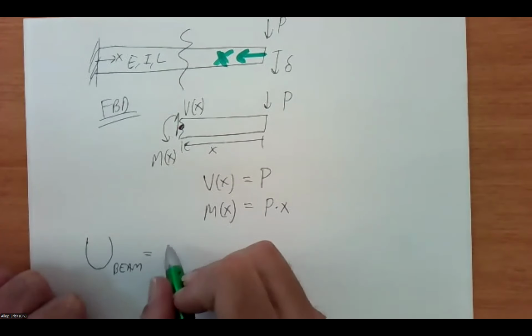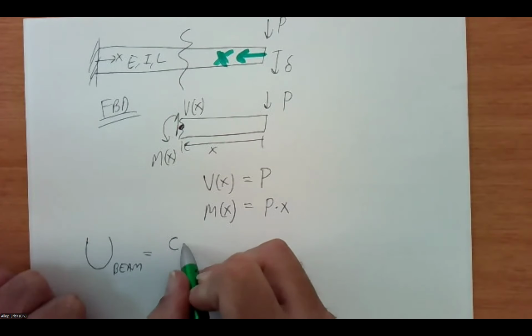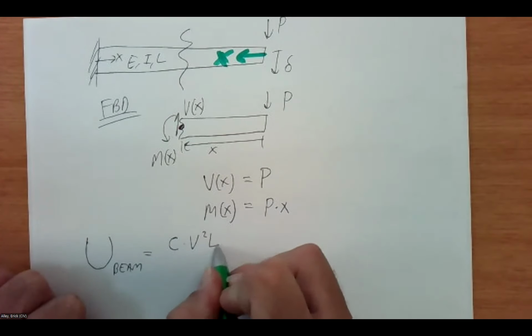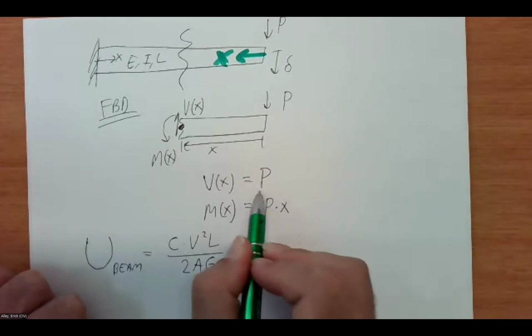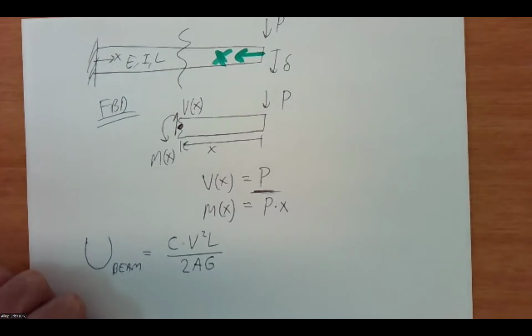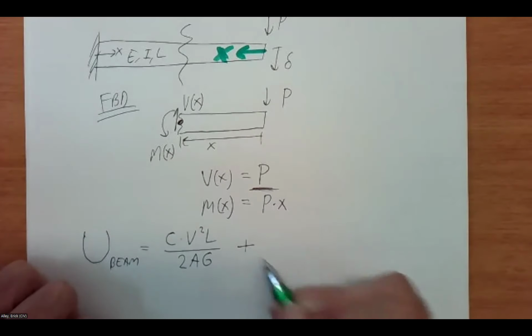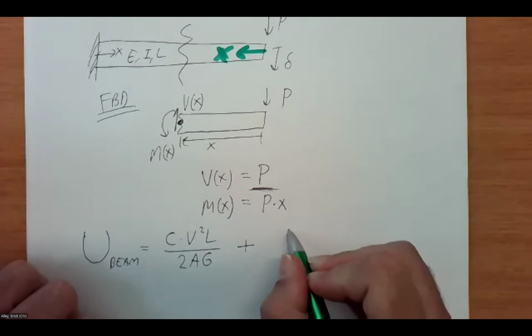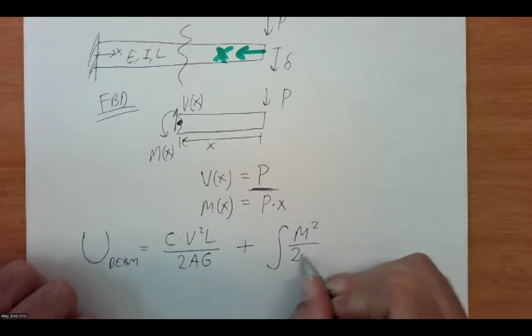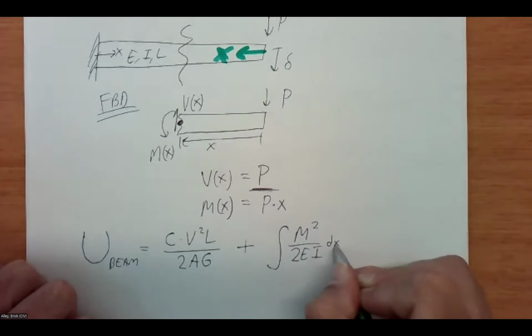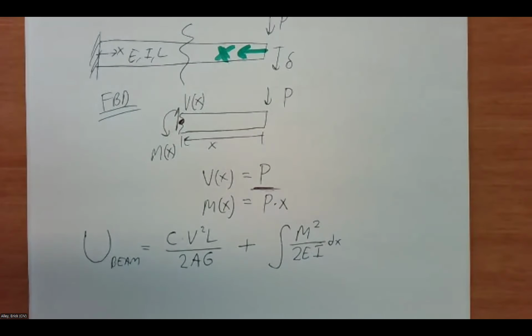I've got a shear, so I've got some correction factor, V squared L over 2AG. V is a constant. I don't see any function of x in there, so we can use the shorter formula for that one, right? And then for my other one, I've got the integral of M squared over 2EI dx on that one.